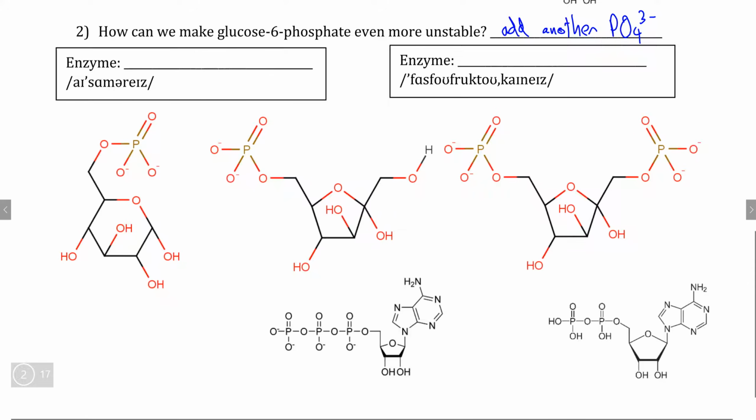So here we see glucose 6-phosphate, and this molecule here is a compound that we call fructose 6-phosphate. And fructose is simply an isomer of glucose, meaning that it has the same chemical formula, C6H12O6, including the phosphate that is still in the same location, but we see that its structure is different.